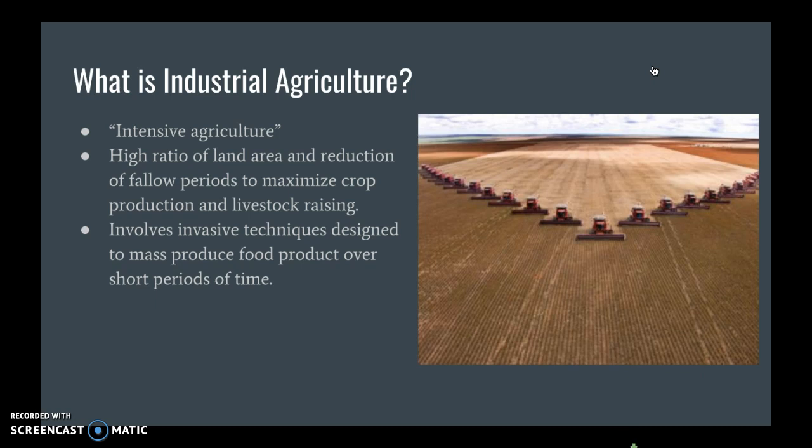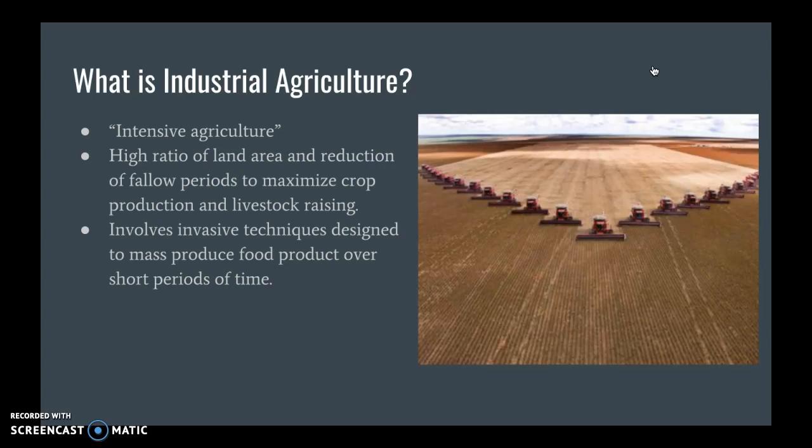So what is industrial agriculture? Industrial agriculture, otherwise known as intensive agriculture, is a sort of modern day farming. What this involves is a high ratio of land area and reduction of fallow periods to maximize crop production and livestock raising. For those of you who might not be familiar, fallow periods are the period of time in which the fields are cleared and tilled and no seeds are replanted to allow the soil to replenish with nutrients for the next crop.